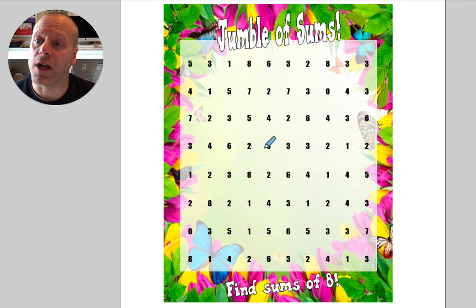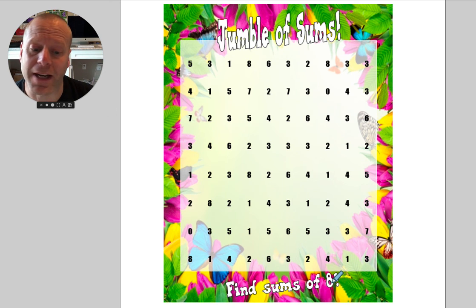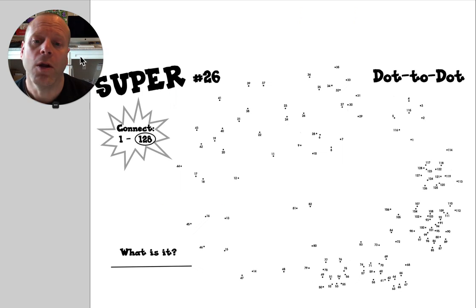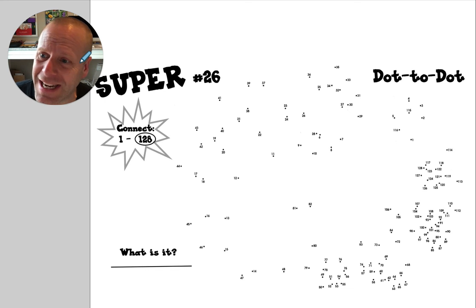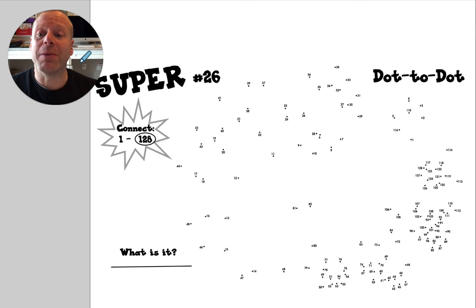Oh, and then we have a choice between a couple different math games for you. We have a jumble of sums that you can try, all about spring and butterflies and flowers, where you're finding sums of 8. Or we have a super one, but I don't actually know what it is. So you would be doing me a favor if you did this one. Both of them are fine, but I don't actually know even what this thing is. So you could figure it out and let me know.